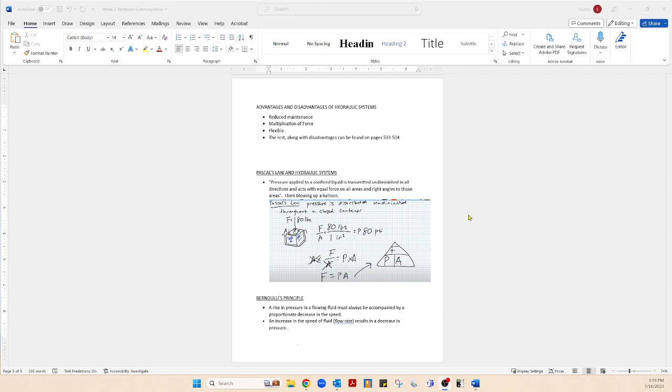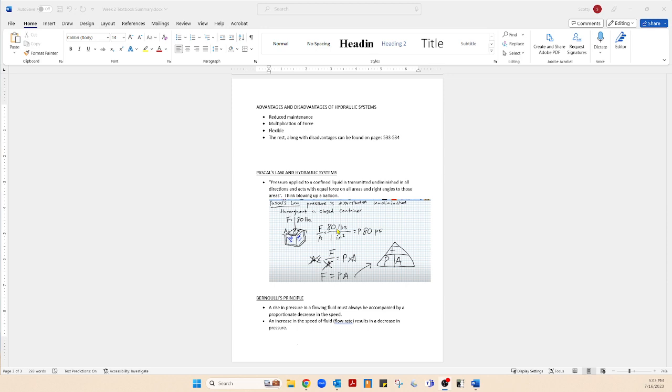This is what it says. Pressure is distributed undiminished. It doesn't drop. Pressure doesn't drop throughout a closed system or container. And it puts equal force on all sides of that container.